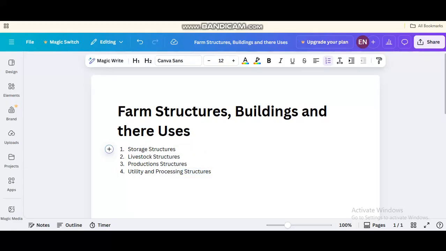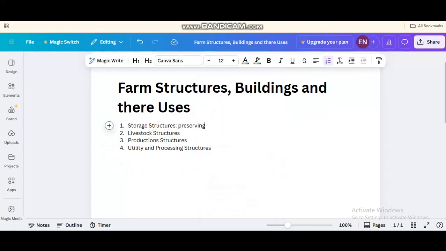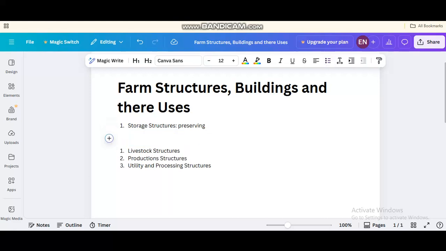These are crucial for preserving harvested crops and feed, protecting them from pests, moisture, and spoilage. So they are essentially used for preserving harvested crops. If you've harvested your crops, let's say you harvested maize, you have to store them. Where do you store them? They are stored in storage structures, and there are different storage structures, and I'm going to tell you more about them.